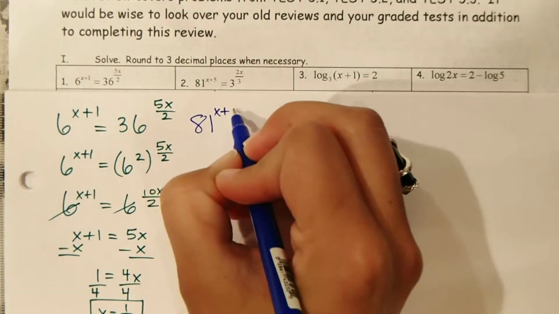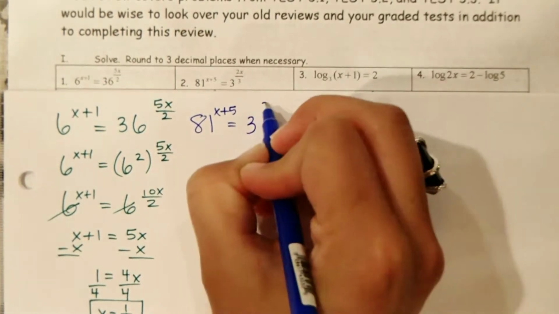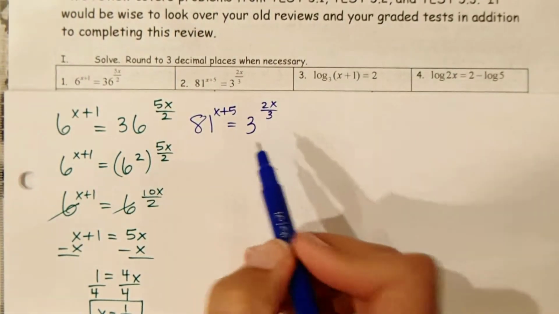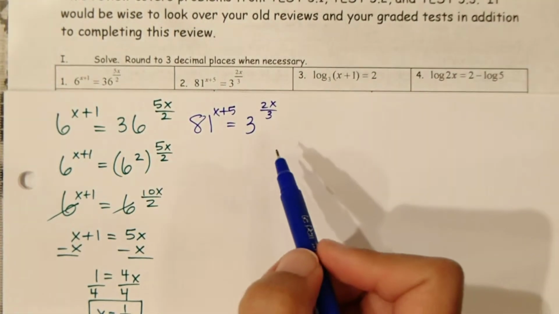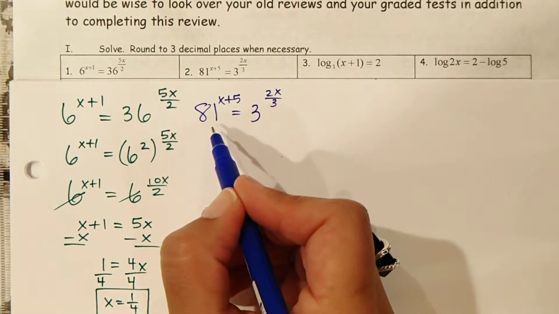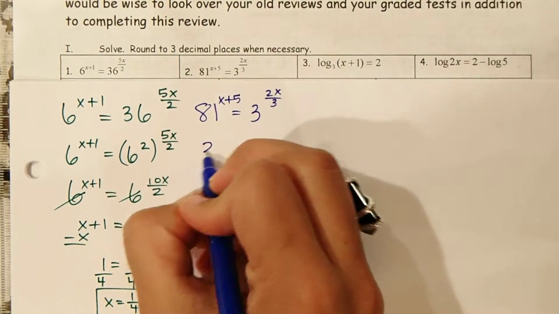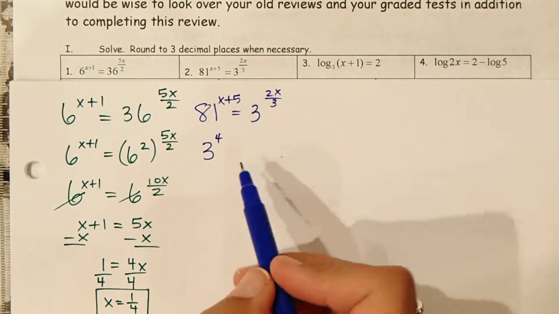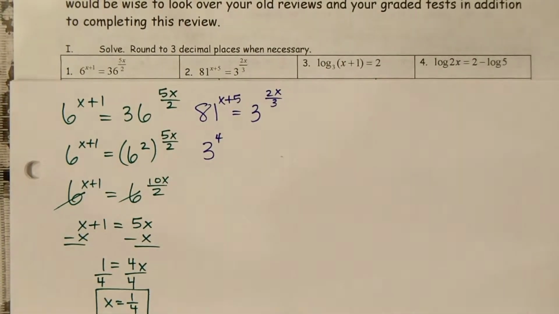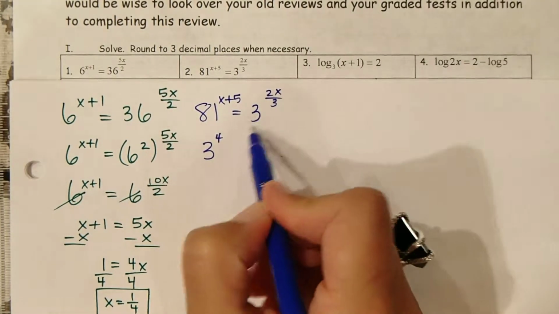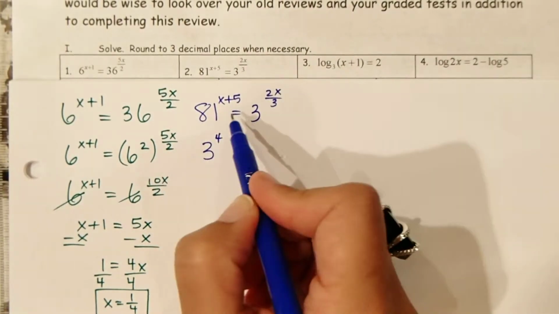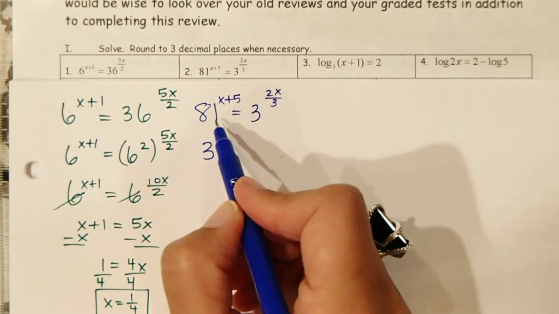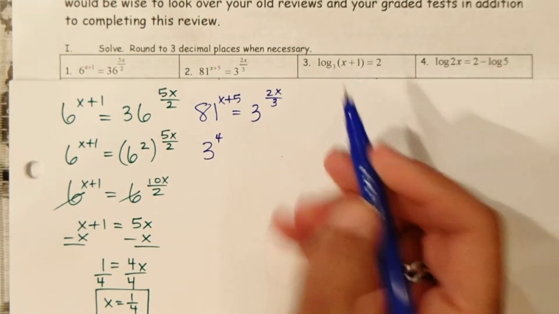81 to the x plus 5 equals 3 to the 2x over 3. So again, we want to get these bases the same if we possibly can. So we can turn 81 into 3 to the 4th. So this is something you'll just have to test and kind of get used to. Since we know we're trying to get to a 3, it'd be good to test 3 squared, 3 to the 3rd, 3 to the 4th, see what you get. And you'll see that 3 to the 4th power is 81.